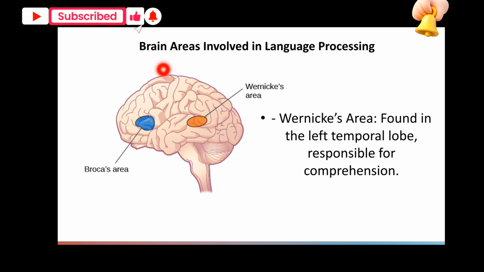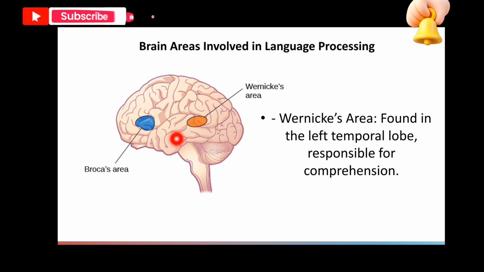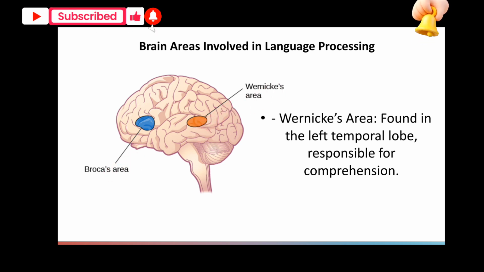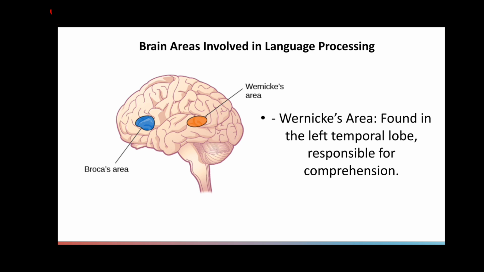Now, another brain area involved in language processing is known as Wernicke's area. Wernicke's area, found in the left temporal lobe, is responsible for comprehension. You might be able to produce sentences, and your Broca's area might be fine, but if this part is damaged, you will have a problem in comprehension, in understanding what someone else is saying.